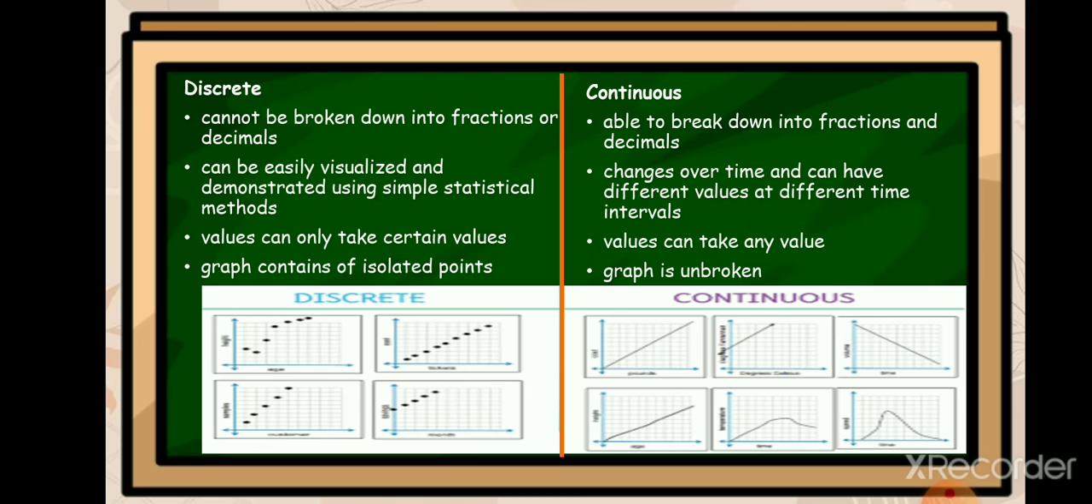So for our visuals, please take a look at our continuous and discrete data graph. So our discrete data has isolated points, and our continuous data graph is unbroken and has connecting dots, a line connecting dots.